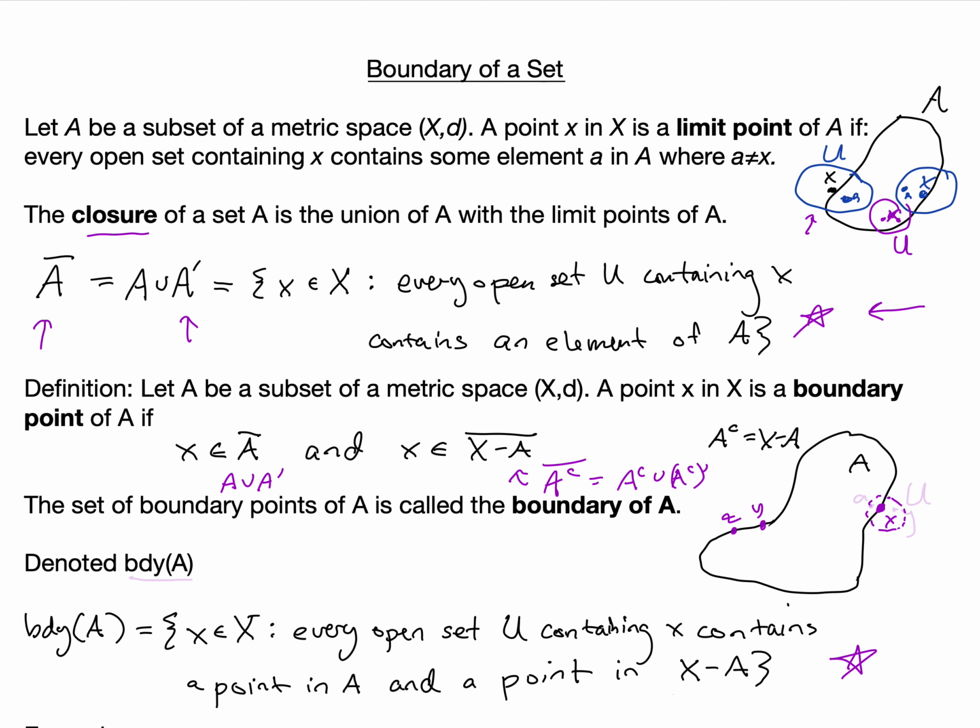So the boundary of A is equal to the set of points x in X such that every open set U containing x contains both a point in the set A and a point, let's say y, that is not in the set A. It might be the case that x is actually an element of A or x is not an element of A, but the boundary of A is the set of all points such that any open set U contains both a point in A and a point in A complement. And it's denoted bdy of A, boundary of A.